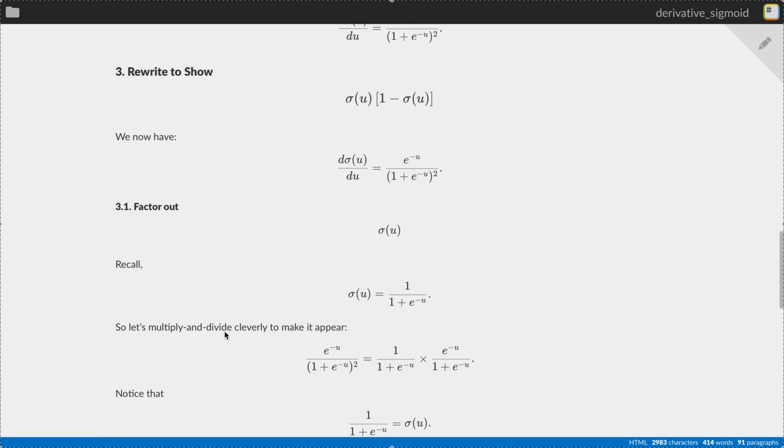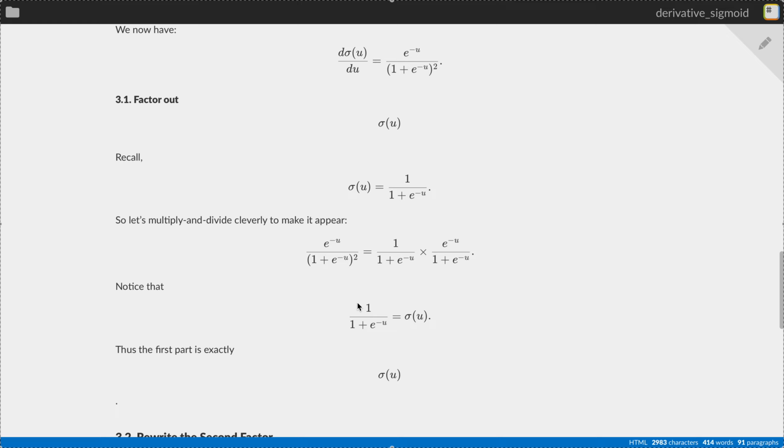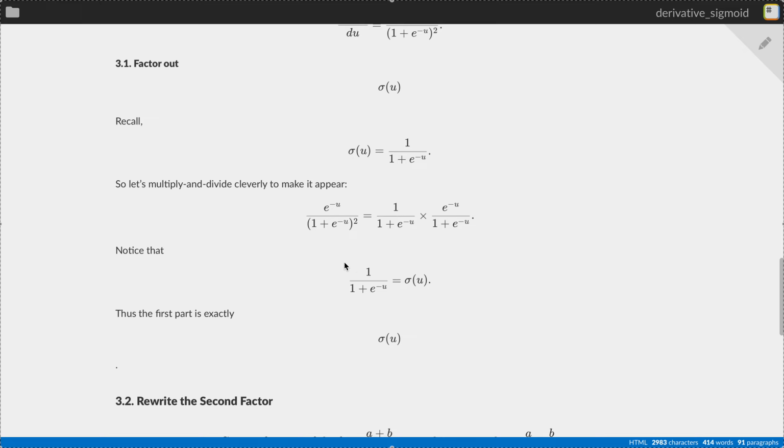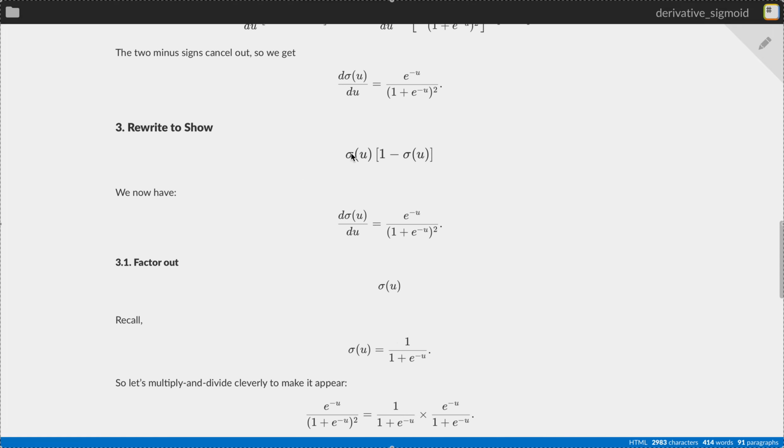So let's multiply and divide cleverly to make it appear. So e to the negative u over 1 plus e to the negative u squared, which we have over here, is going to be equal to 1 over 1 plus e to the negative u times e to the negative u over 1 plus e to the negative u. Okay, we essentially just factored out a sigmoid u, which is 1 over 1 plus e to the negative u. And notice how 1 over 1 plus e to the negative u is simply sigmoid u. So the first part, this part is simply sigmoid u. So now we have solved this first part.